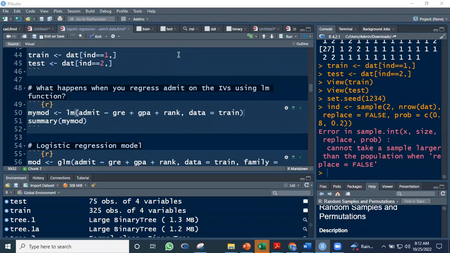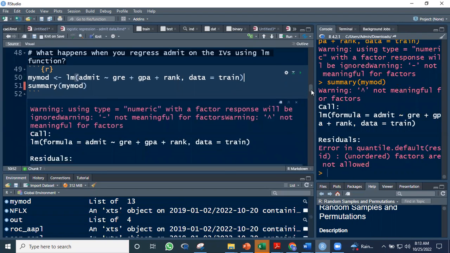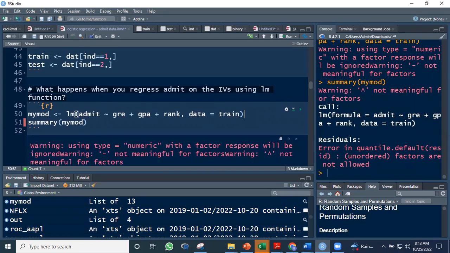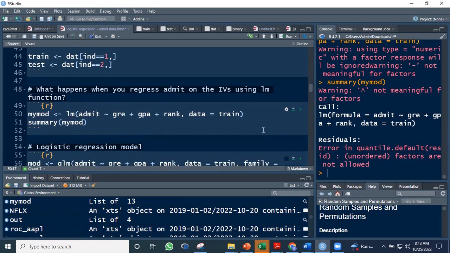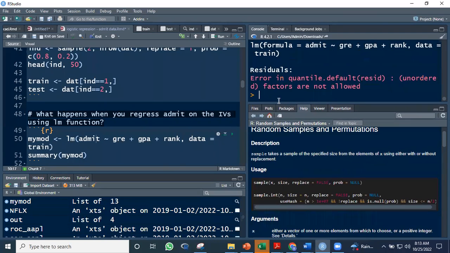All right, thank you. So it will not run, guys. Like, mag-error siya. Okay. Bakit? Kasi itong LM, okay, it will not work for a variable that's a factor or a binary. Okay, so we need another function for that. And dito papasok, question mark na natin, class, GLM.